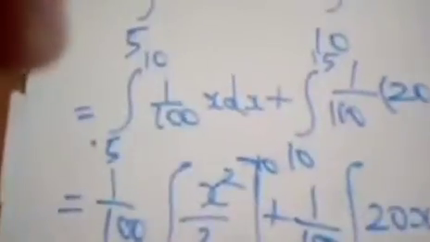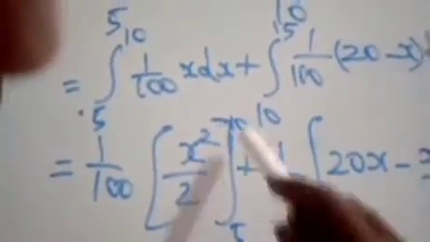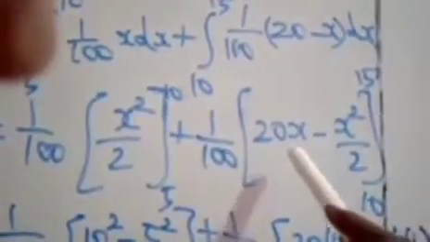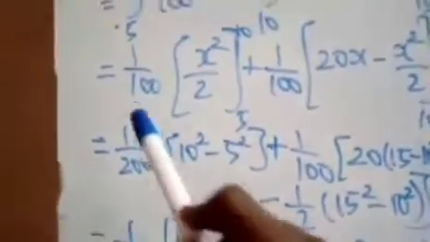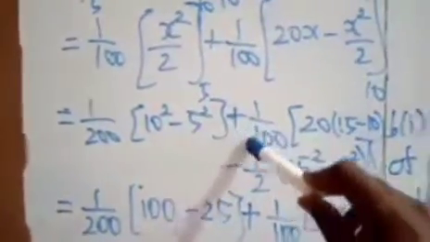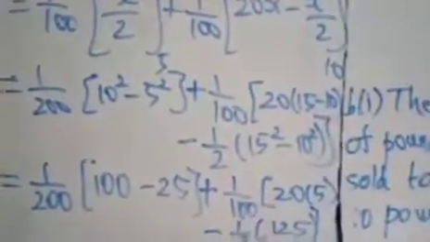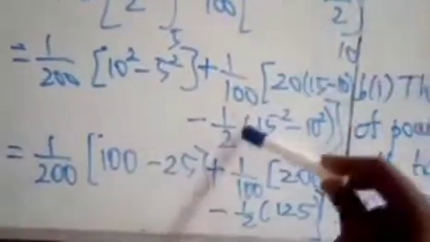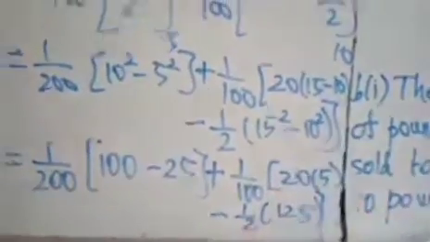Is it okay? Now let us take 1 by 100 common outside and integrate x, which is x square by 2. Lower limit is 5, upper limit is 10, plus 1 by 100 of, whenever integral 20 dx means 20x, minus x dx means x square by 2. Lower limit is 10, upper limit is 15. Yes, so 1 by 100 into 2 is 1 by 200 of upper limit 10 square minus lower limit 5 square, plus 1 by 100 of 20 of upper limit 15 minus lower limit 10. So 20 of 15 minus 10 minus 1 by 2, let us take common, and upper limit is 15, so 15 square minus lower limit 10 square.